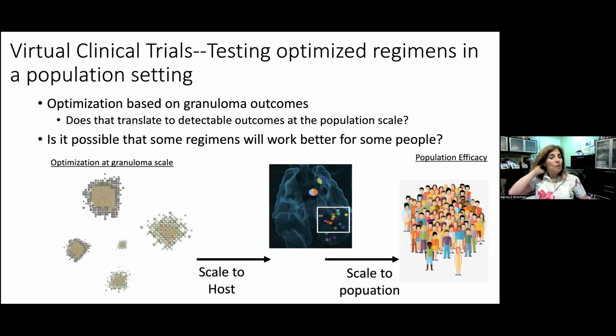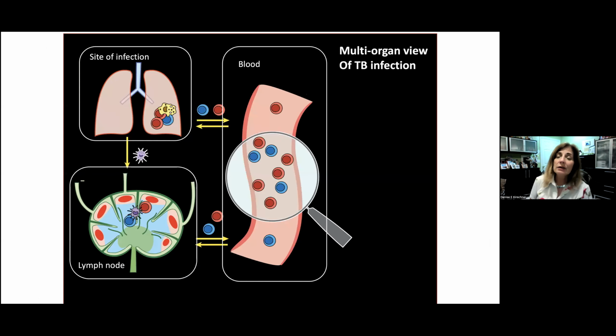So basically what I'm telling you is that we spent a lot of time talking about the granuloma scale, but we have to worry about scaling to the host, and then we want to scale to the population. So we can do things like perform virtual clinical trials to make some predictions about things. To do that, I need not only lungs, but I need lymph nodes, and I need the blood where all the cells travel through.